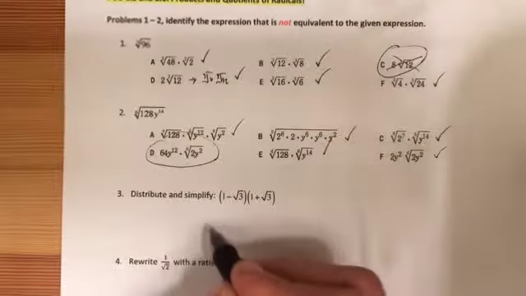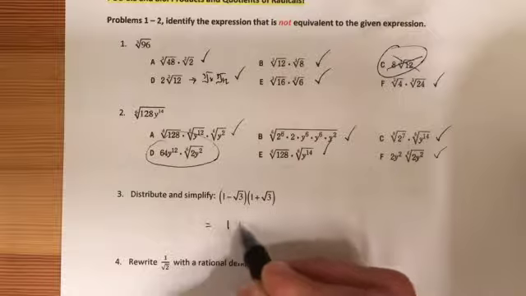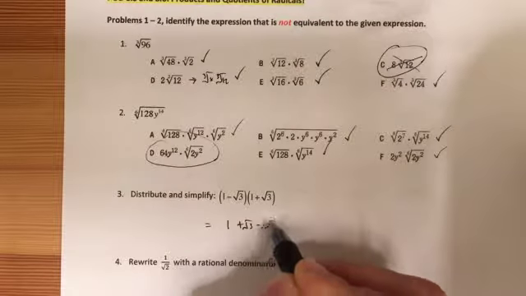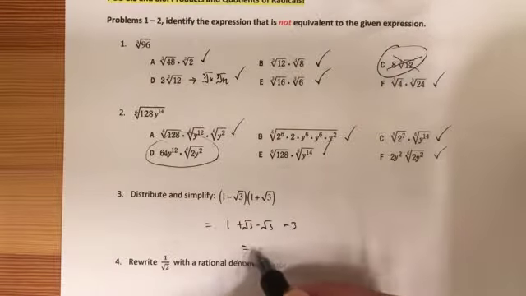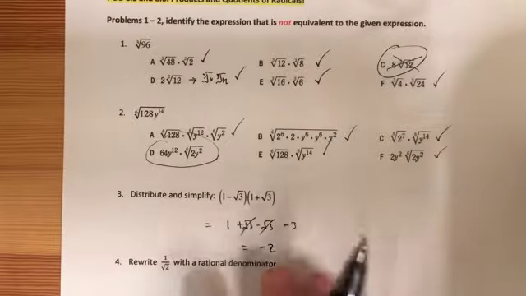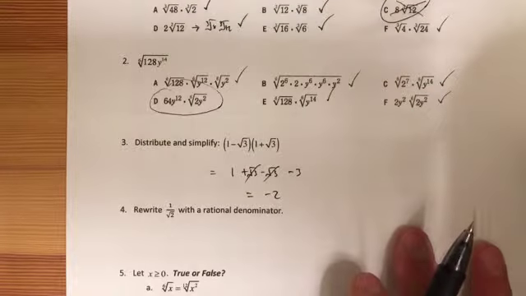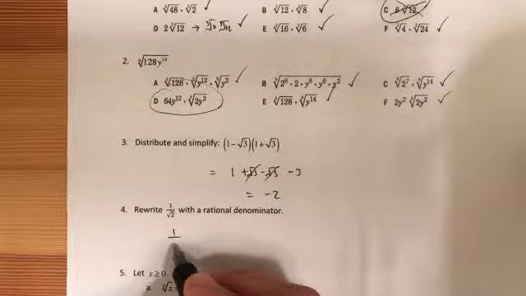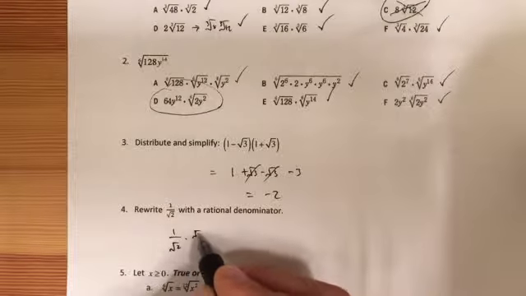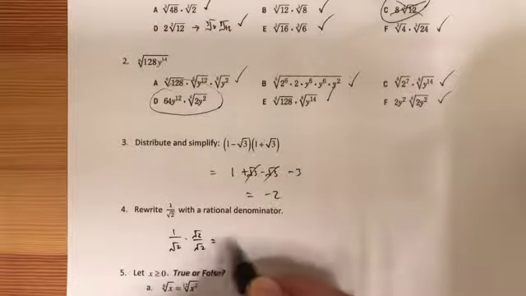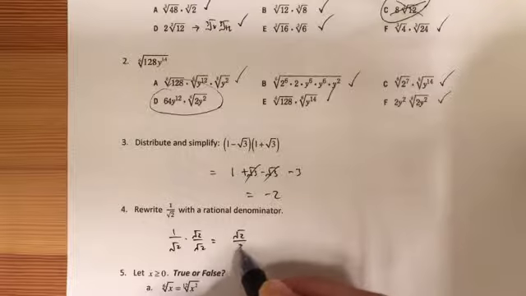Distribute and simplify. These are conjugates again, so we should get 1 plus root 3 minus root 3 minus 3, which is simply negative 2, because these are gone. Rewrite 1 over root 2 with a rational denominator. We write 1 over root 2 times square root 2 over square root 2, which is simply square root 2 over 2.